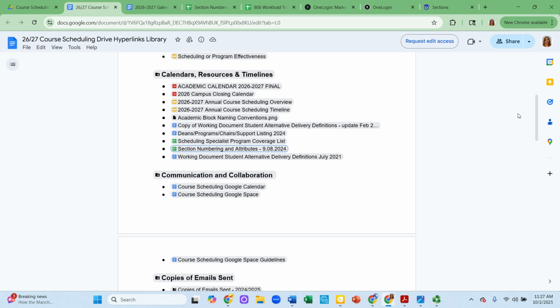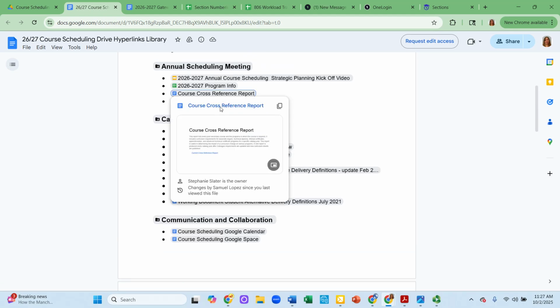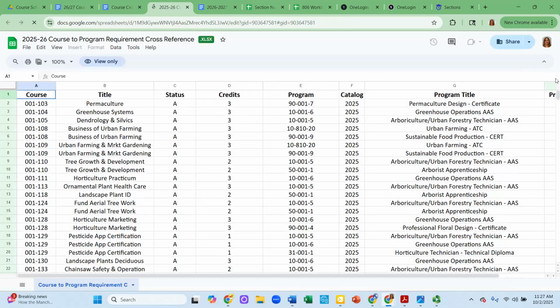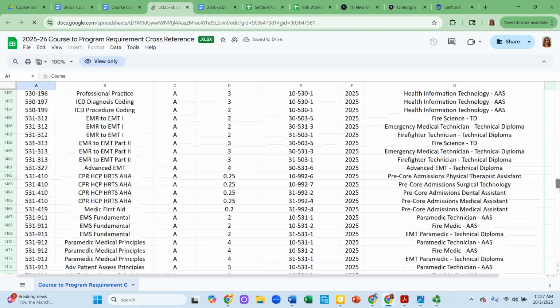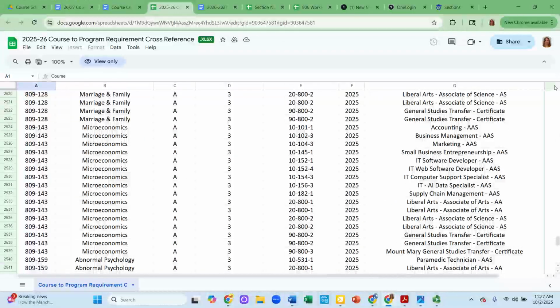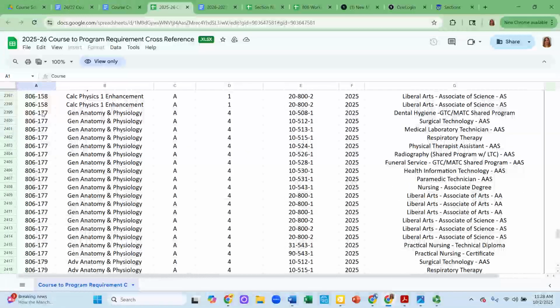So the cross-reference report gives you the list of all of the programs that require your courses as general education. I know I saw it in here. Oh, there it is. Cross-reference report. So the cross-reference report, again, shows you if I have, go down to 806. And overshot it a little bit. So 806, 177, for example, all of these listed here are required by all of these different programs.